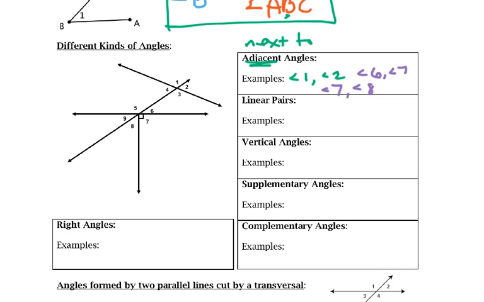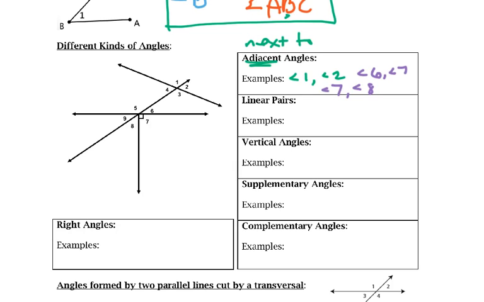These adjacent angles have to be sharing a side. So 1 and 2 share that side, and 7 and 8 share a side. 4 and 5 don't share a side. They're two distinct angles that don't share anything in common there. They share a side, but they don't share a vertex, I guess. They would have to share a vertex and a side to be adjacent.